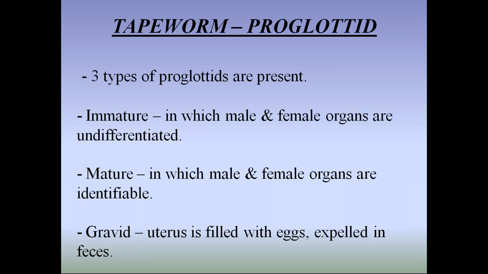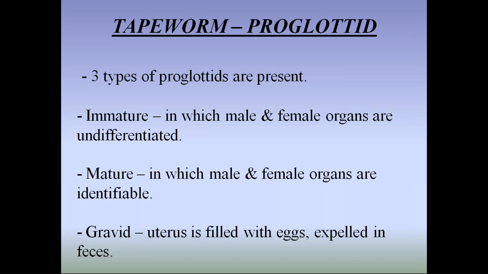See, the female organs contain ovary, branched closed uterus, a single mass of vitelline gland, and a laterally situated genital pore. Male contains testes, vas deferens, and so on. These are differentiated in the mature proglottid and also in the gravid proglottid. But in the immature proglottid, we can't differentiate them.